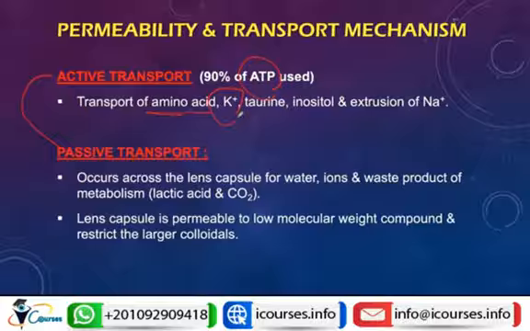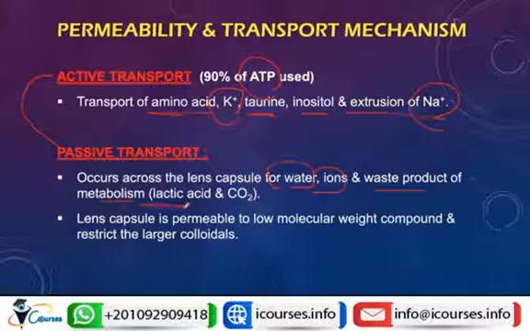activate the sodium potassium ATPase pump, and the other amino acids such as taurine and inositol can also be extruded from the lens by the sodium potassium ATPase pump if they are accumulating inside the lens, along with extrusion of the sodium. The passive transport can also be the mechanism for transport in case of water and ions, and the removal of the waste products from metabolism, such as the lactic acid formed by the anaerobic metabolism of the glucose, and the carbon dioxide.